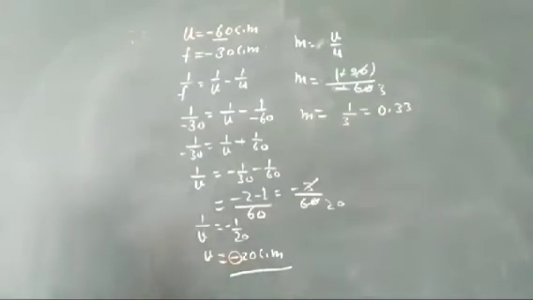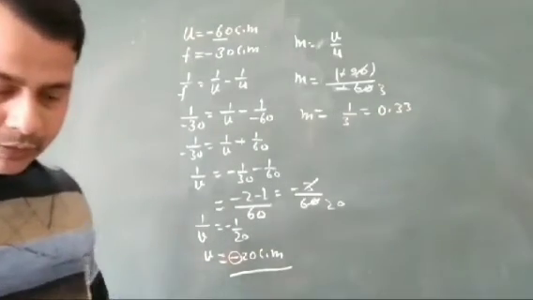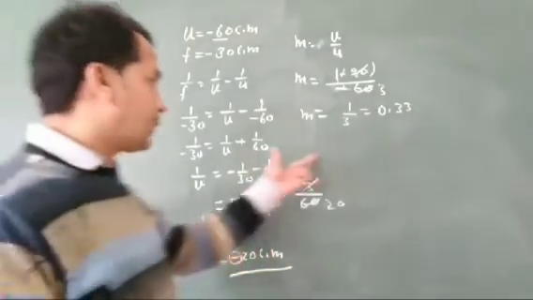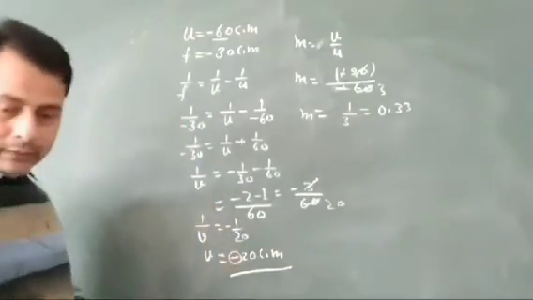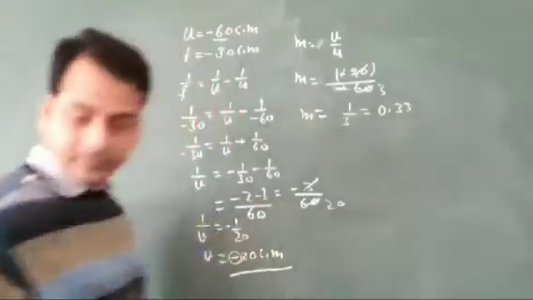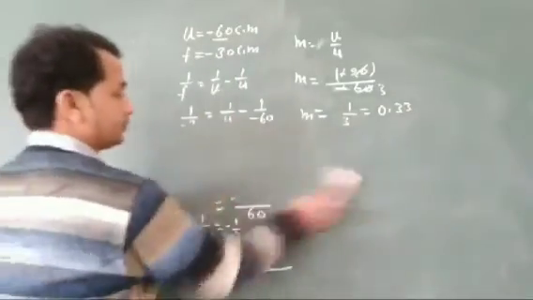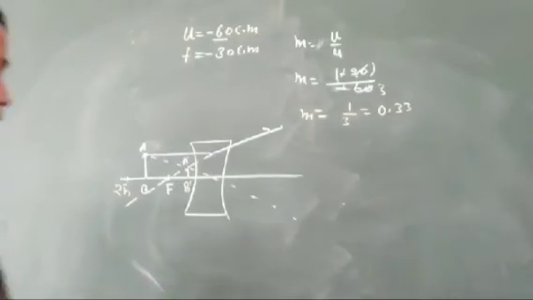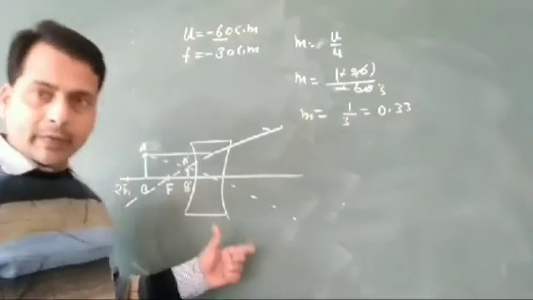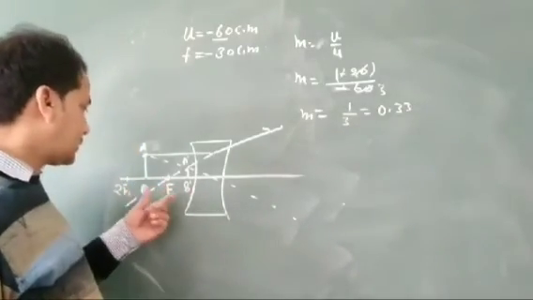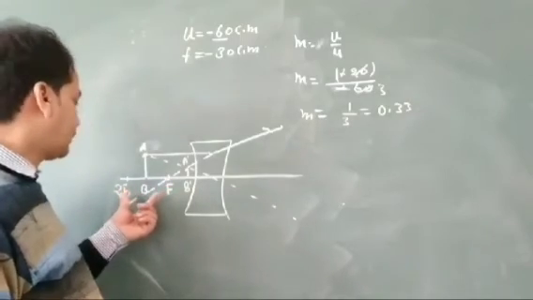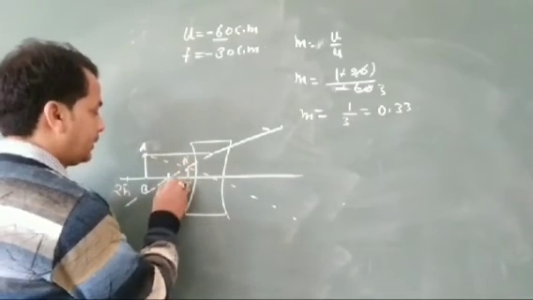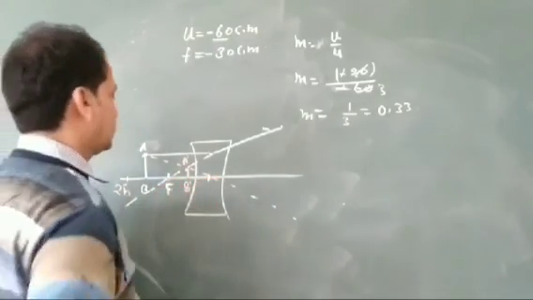The next question is to draw a ray diagram to justify your answer of part 2. Here is the ray diagram according to this information, where the lens is a concave lens, the object distance is between F and 2F, and the position of the image is between F and the optical center.